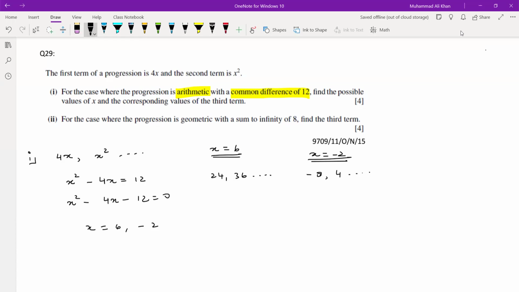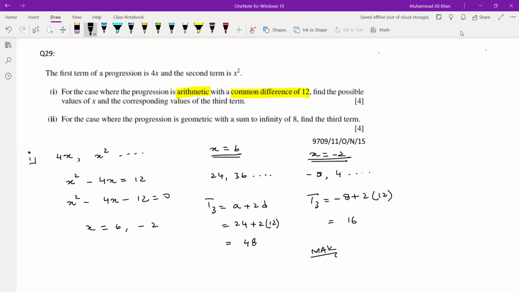And now we have to calculate the third term. The third term, T3, will be a plus 2d. A is 24 plus 2, and the common difference is 36 minus 24, which is 12, and the answer will be 48. And here it is T3 equals a plus 2d. The common difference is 12. This is 16. T3 हमारे पास दोनों conditions के लिए calculate हो गई.